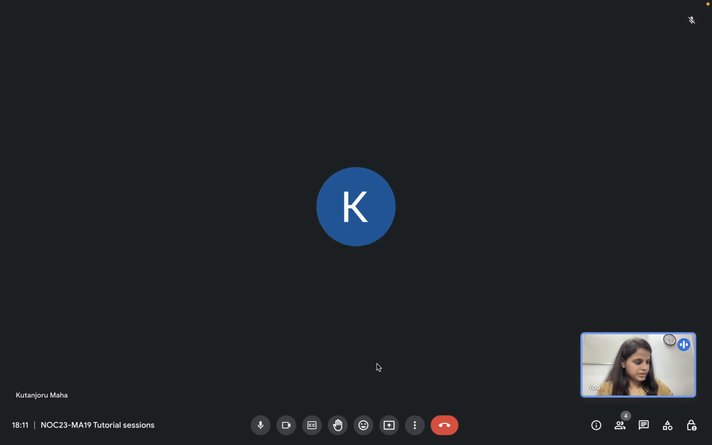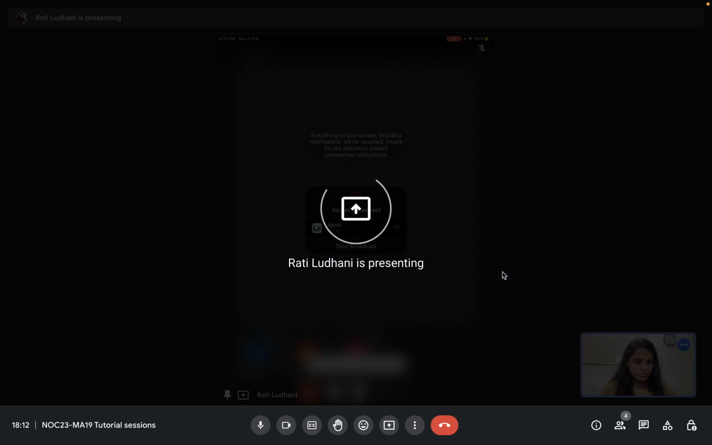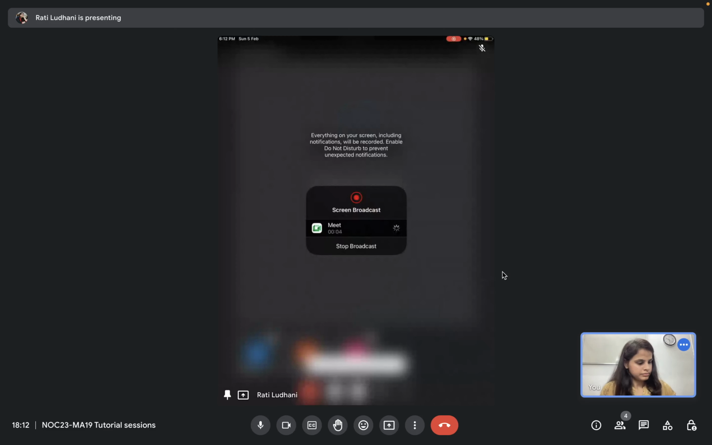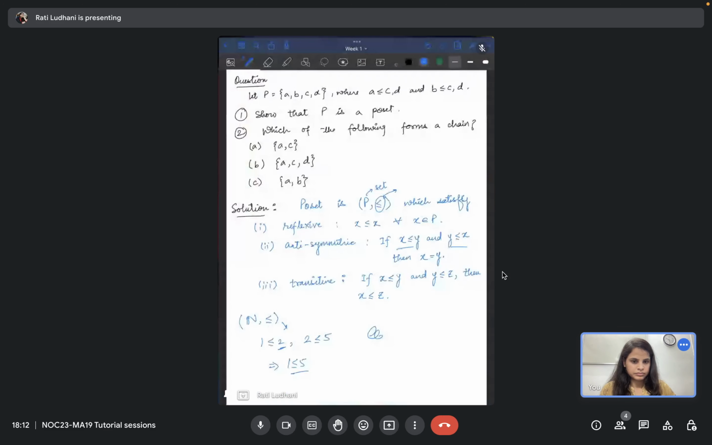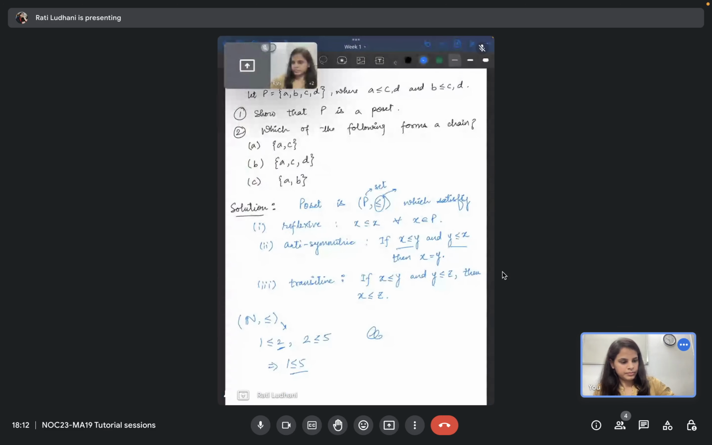I'm just trying to connect my iPad, but it looks like there is some problem. I hope this is visible.